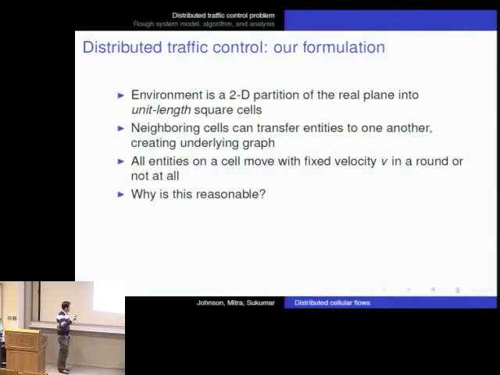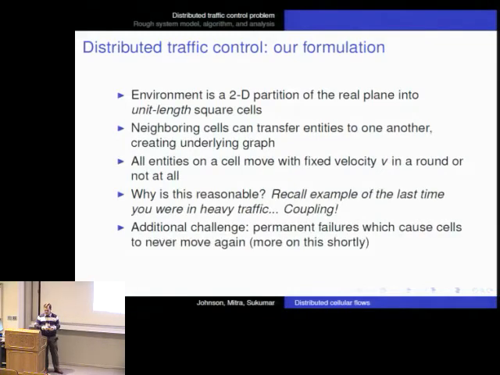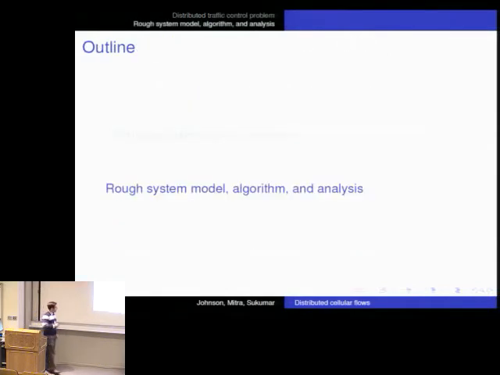Our formulation, as I said, is that we've partitioned the real plane into unit length squares. Neighboring cells transfer entities between one another. All entities on a cell move with some fixed velocity. And why does this make sense? Well, the coupling that I mentioned a little bit ago is reasonable because everything's moving with the same relative velocity. There's an additional challenge we introduced, which is that we have permanent failures of some of the cells, as we're calling them. These unit length partitions are called cells. Some of these will fail, and I'll get more into that in a second.